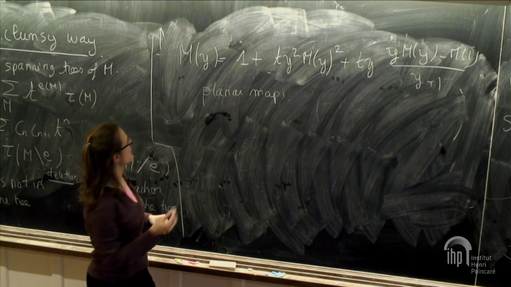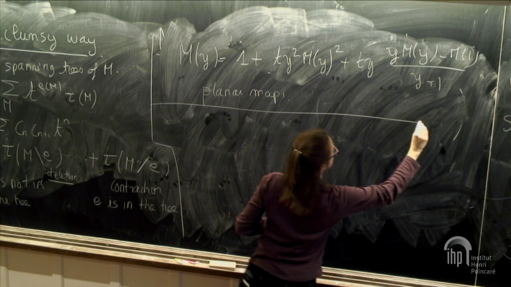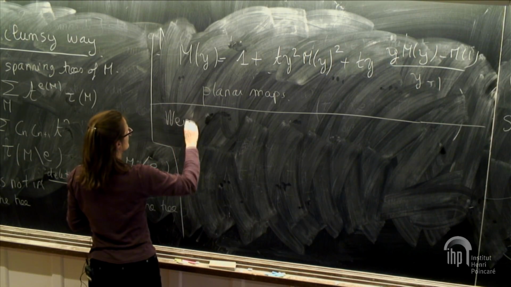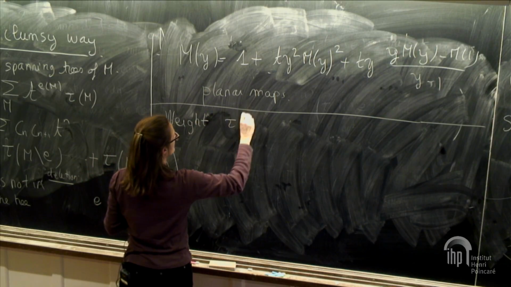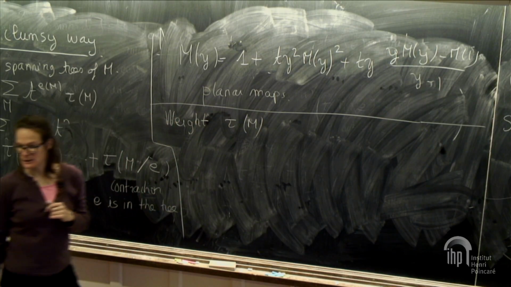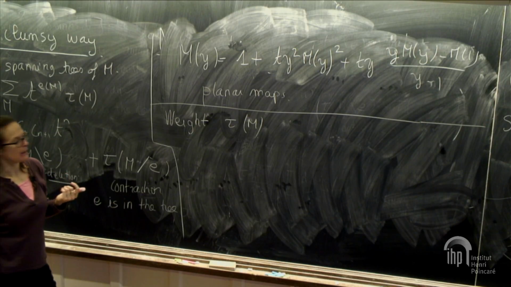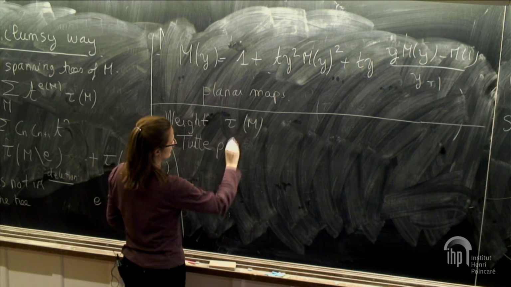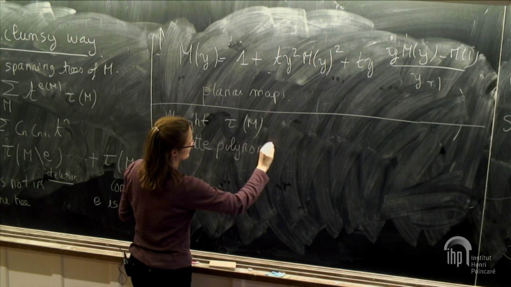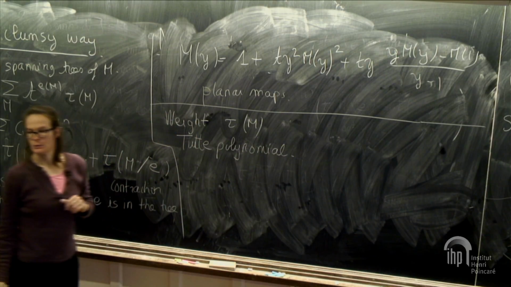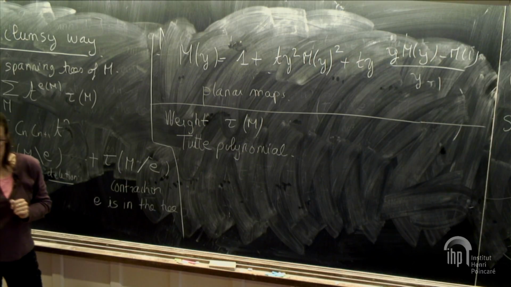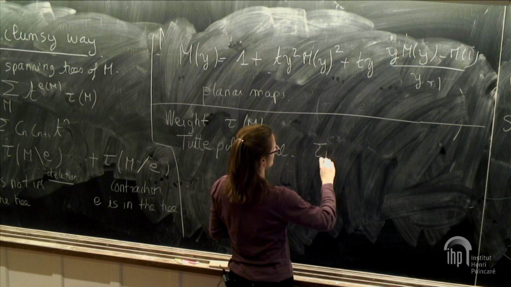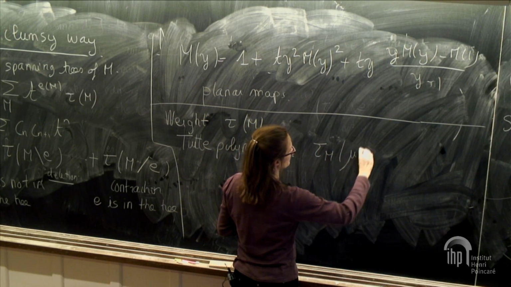The reason why I did this in a very clumsy way, I'll start with that next time, but I can still write the equation. So if instead of weighting maps by the number of spanning trees, we weight them by what is called their Tutte polynomial, which is a two-variable polynomial. Let me call it still tau m of two variables mu and nu.